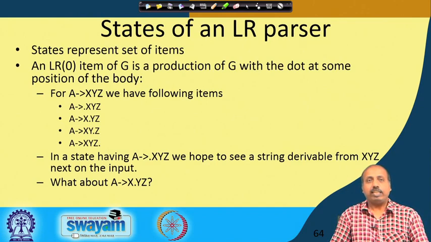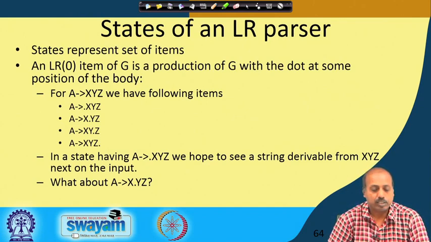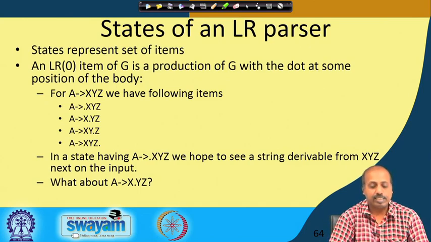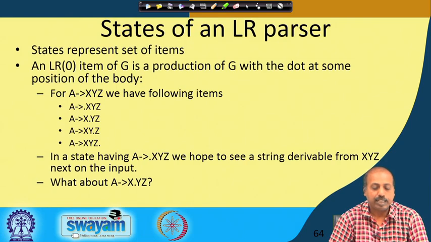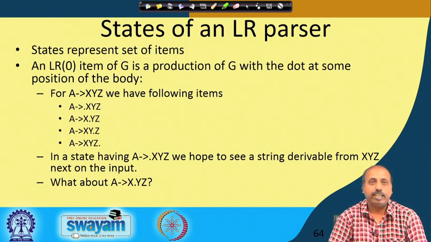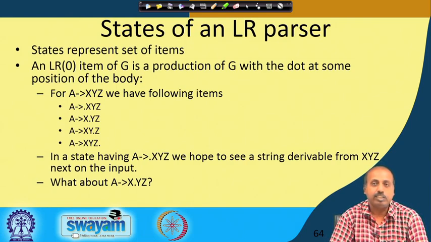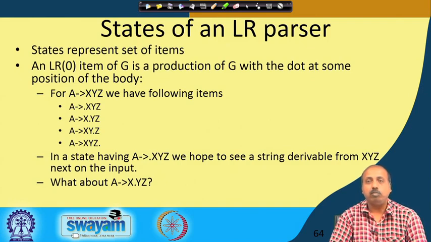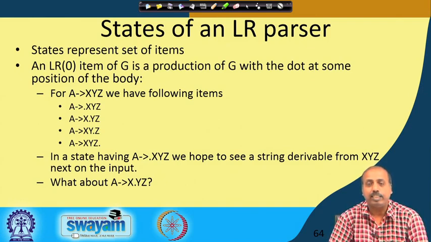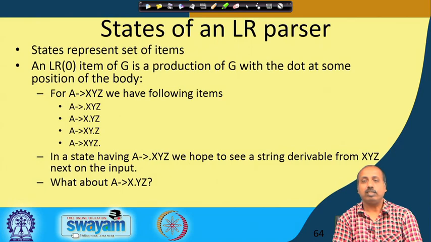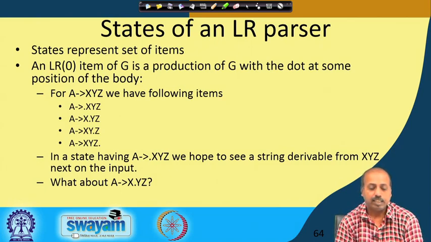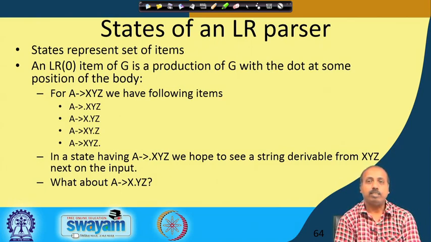For all these LR parsers, we have a concept of state, and a state represents a set of items. So, what is an item that we will define? An LR 0 item. When I say LR 0, that means it does not do any look ahead. It just looks at the current input symbol, and based on the state in which the parser is and the current input symbol, it will take a decision on what to do: which state to go to next, or what the action should be.